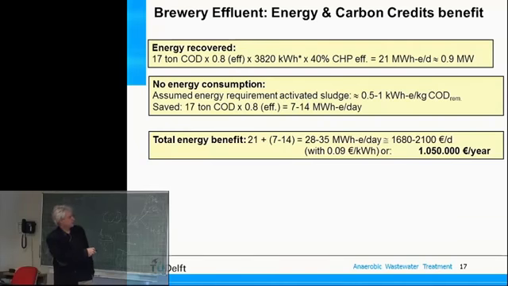Moreover, this company has no energy consumption for this amount of COD, which is converted anaerobically and does not need to be converted aerobically. So the assumed energy requirement of the activated sludge is about 0.5 to 1 kilowatt hour electric per kilogram COD, but you save on the 17 tons that are converted anaerobically, so you save another 7 to 40 watt hours. So for this company, the total energy benefit is about 1 million euros per year, which adds in the depreciation of the installation.